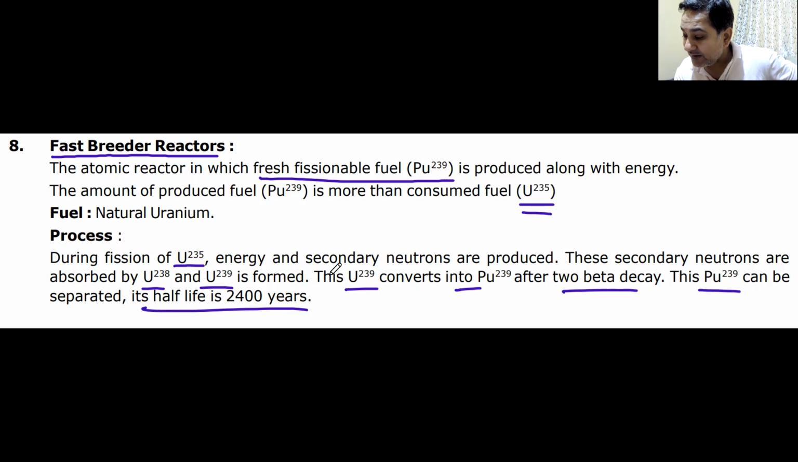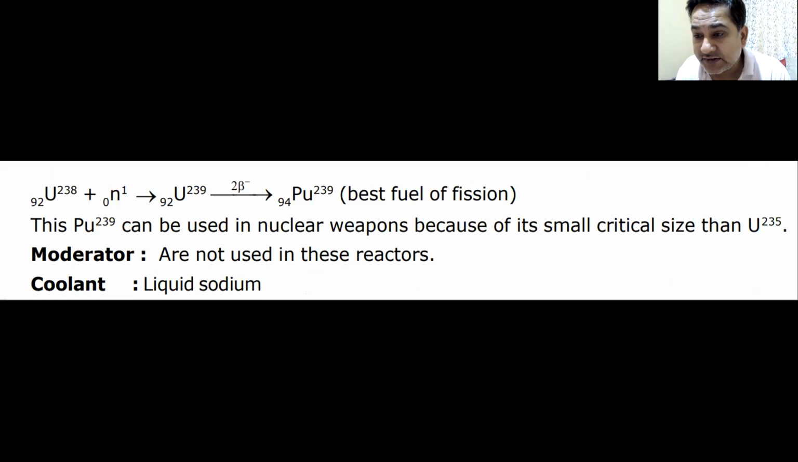Obviously, I'm not making you a nuclear scientist over here, but these are the questions that I have seen, and that is why I am doing this. I hope you have noted this down. Then, sir, looking at the reaction, this is the reaction that gives us plutonium, the best fuel of fission. Uranium U-238 converts into 239, and uranium 239 by 2 negative beta emissions gets converted into plutonium, which is the best fuel for nuclear reaction.